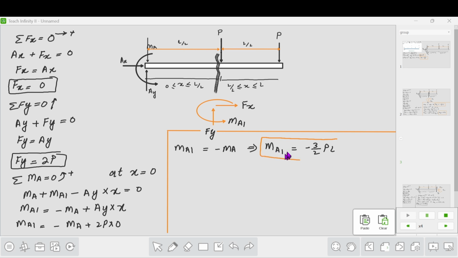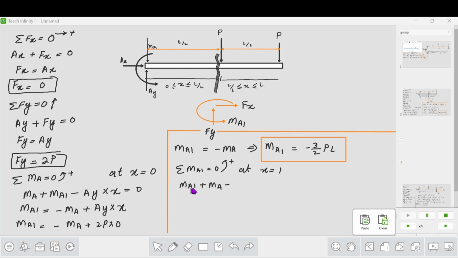Okay. So this is the MA1 value. So the summation of moment at point A equal to 0. The force which rotates the beam anti-clockwise will be taken as positive at X equal to L divided by 2. Now I take moment here. So the lever arm value will be L divided by 2. At that position X equal to 0, I took the lever arm value, X value is 0. Now this is MA1 plus MA minus AY multiplied by X. X value is L divided by 2. Only the difference is in the X value in both equations.